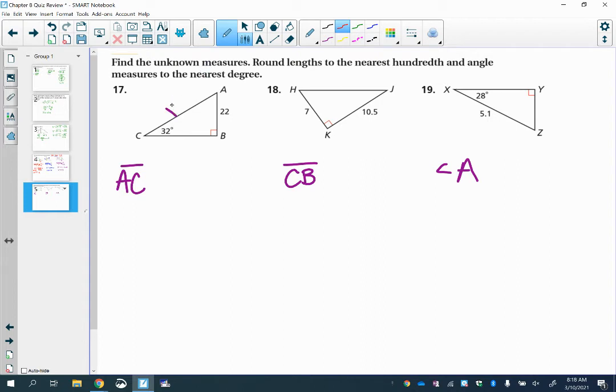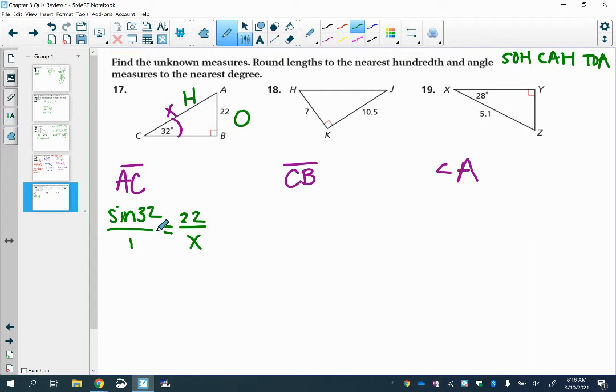All right, so let's start with AC. I'm going to label that X to start with. Here's my reference angle, 32. I can see from here that I've got the opposite and the hypotenuse. So now I'm talking about sine. All right, I'm talking about using the trig ratio sine. Since it's a side, I'm going to set up a proportion. So the sine of 32 over 1 equals opposite over hypotenuse.